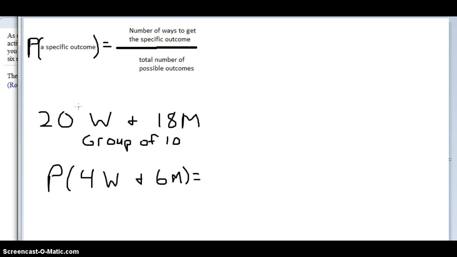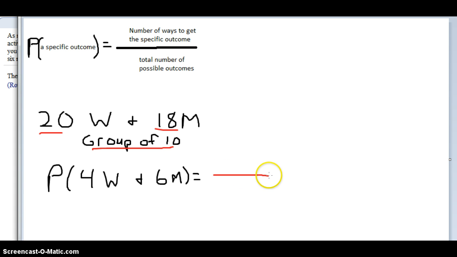Alright, so like I said, I was changing the numbers a little bit, and in the problem I'm going to work out, there are 20 women and 18 men, and we're going to have a group of 10 of them show up at the high school reunion. What's the probability that we have 4 women and 6 men? So that would be 10 total people. 4 women, 6 men would make up our group of 10. What are the chances that we get this breakdown? Well, we're just going to use this ratio here.